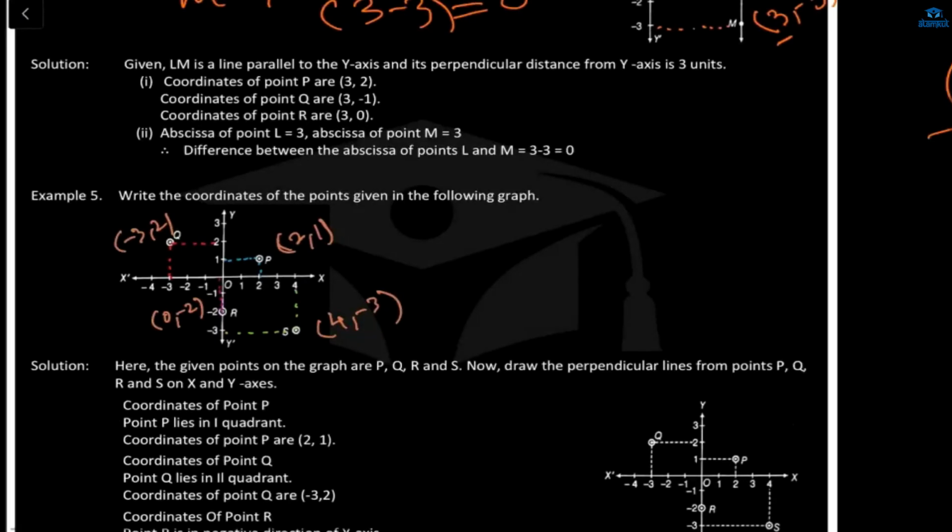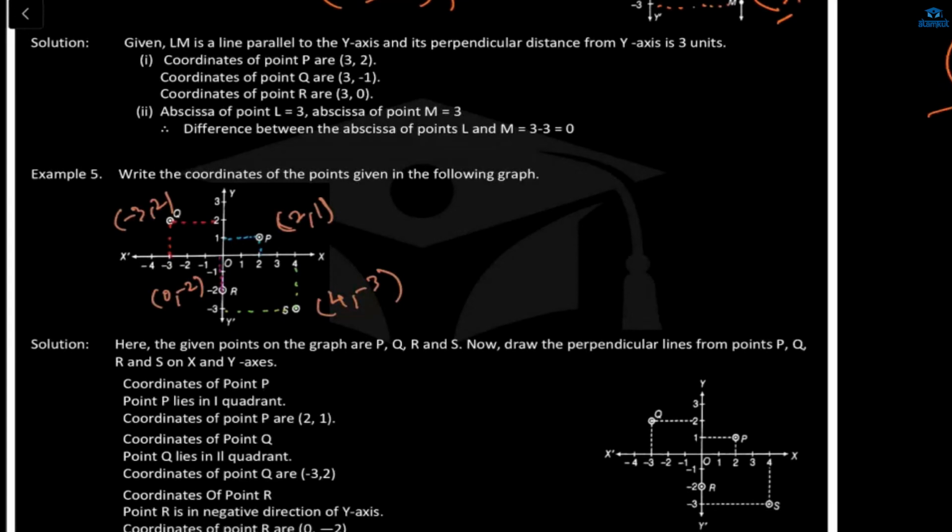Now if I ask you particularly for point P, what is the abscissa and what is the ordinate? The abscissa is 2 and the ordinate is 1. For S, abscissa is 4, ordinate is minus 3. For point R, abscissa is 0, ordinate is minus 2. For point Q, abscissa is minus 3, ordinate is 2. And in which quadrant all the points lie, you can directly see and tell: first quadrant, second quadrant, third quadrant, or fourth quadrant. It may ask you in the exam to tell all the coordinates, abscissa and ordinate. So you can tell.